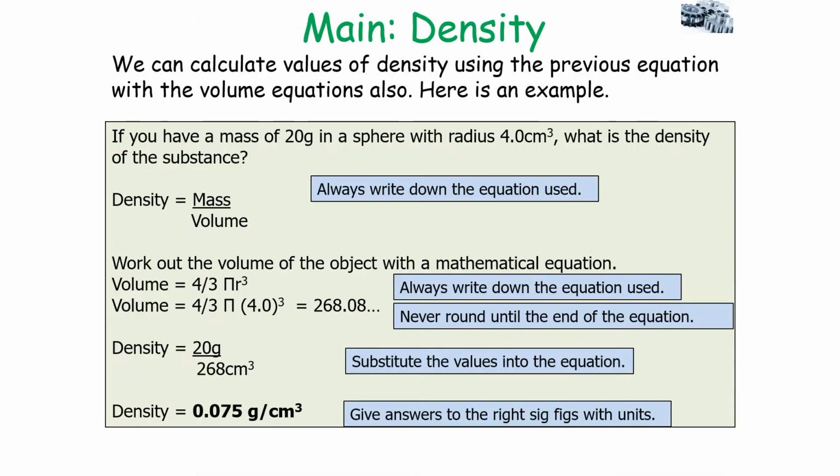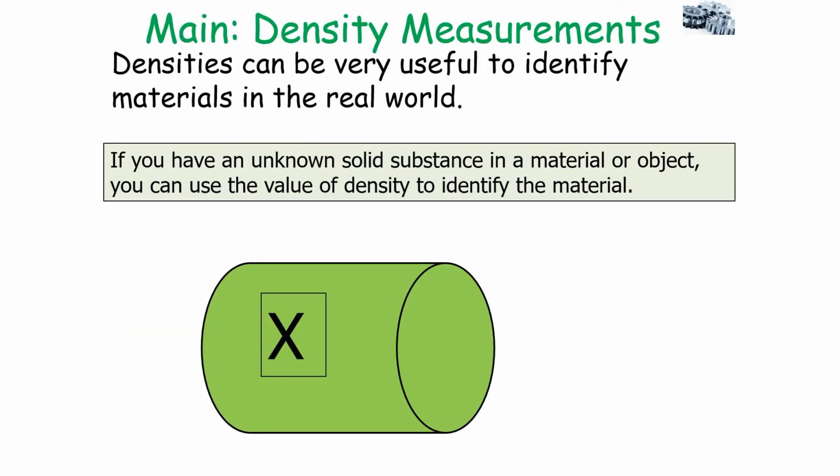Now we can then use this to work out the density of a regular shape by doing density as mass over volume, and working out the volume from one of our previous equations, and then as a result working out our density.